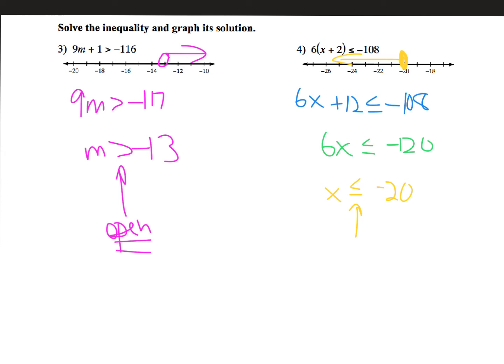So the only difference for inequalities is if you multiply or divide by a negative, you need to reverse the inequality. And then make sure you can graph it also.